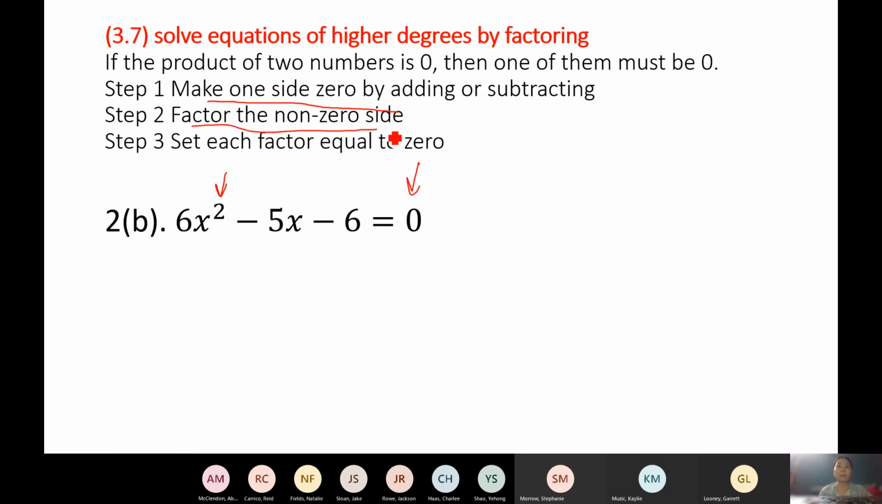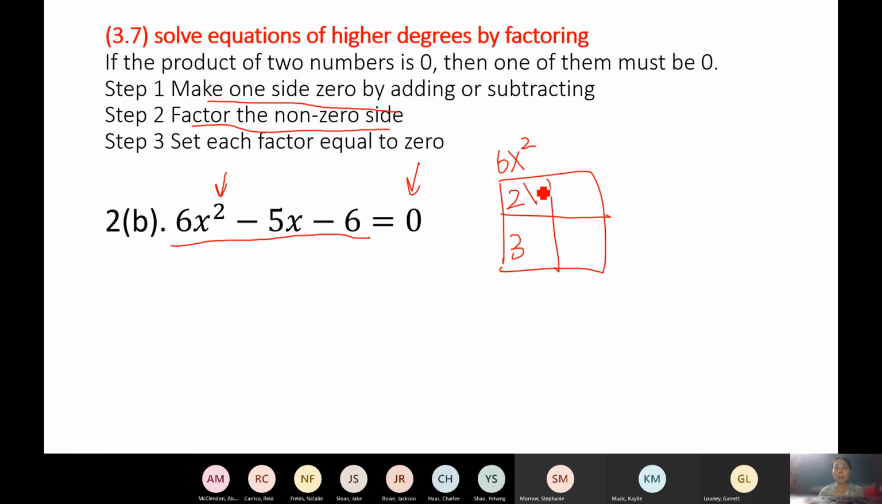Step 2, factor the non-zero side. So this is the non-zero side. We do factoring. And apparently this is a trinomial. So let me draw the box here. We're going to break down 6x squared. We can have 2 times 3 and x times x. Now break down negative 6. We have negative 3 here, positive 2 here. And make sure you verify the diagonals or the cross products add up to the term in the middle.